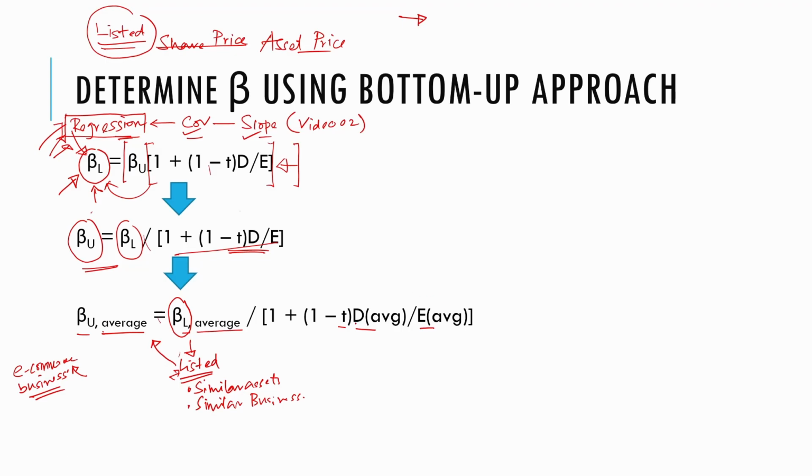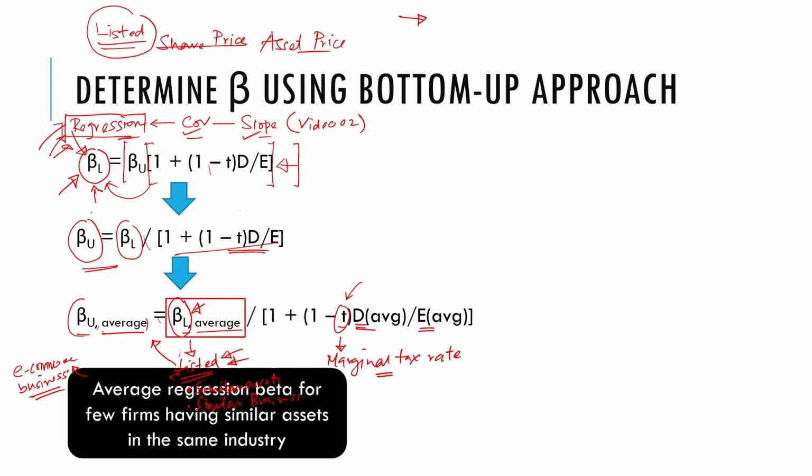Just an average figure. So in case of debt also, you will take the average debt of these listed firms, and the equity value also, average equity value of these listed firms. For the marginal tax rate also, this is an average figure for all these listed firms. So once this is available to you, this is from regression, and these are the average figures, you calculate the beta unlevered average, and the same things are written here: average regression beta for few firms having similar assets in the same industry. So from that you can find a total beta.